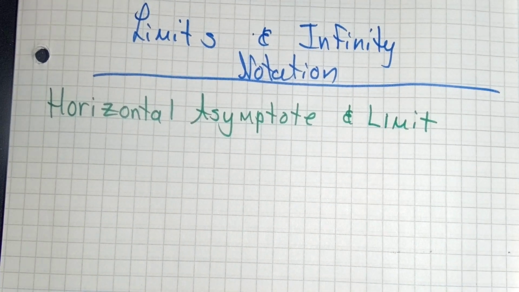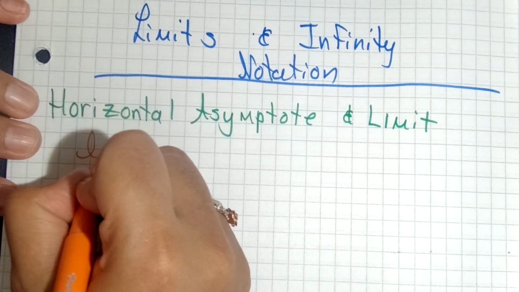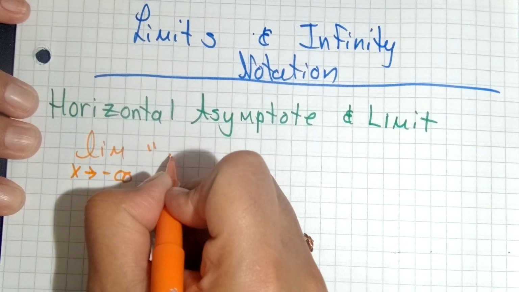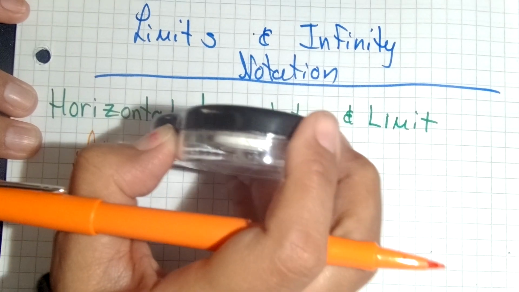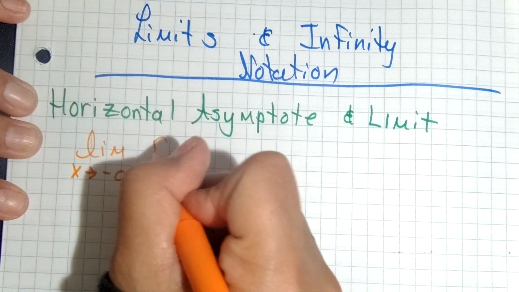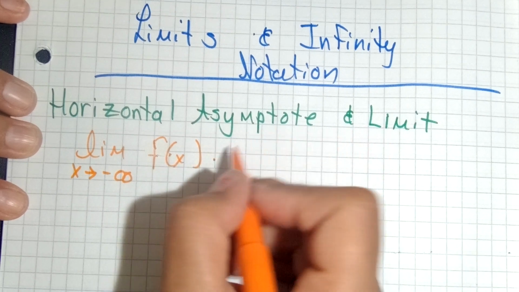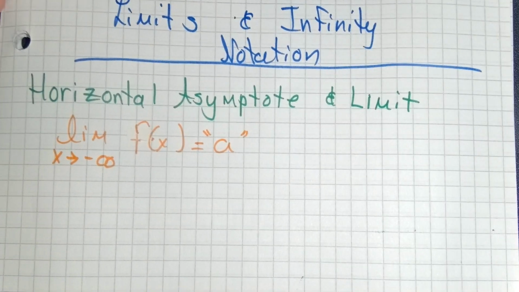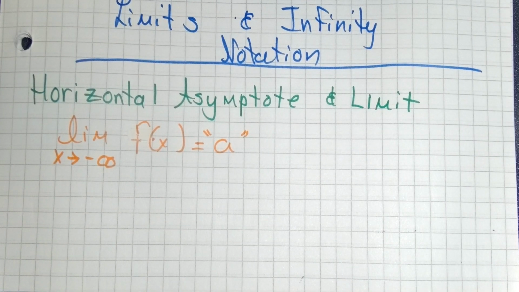So the horizontal limit, remember, is going left and right. We have two notations for it. We have the limit as x approaches negative infinity of f of x. And you're going to get a value 99% of the time, a number, okay?